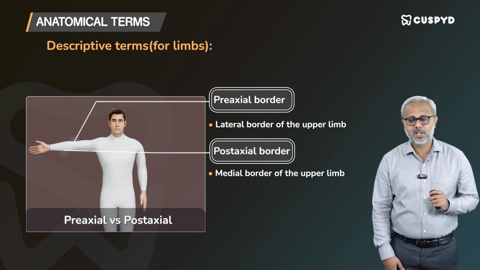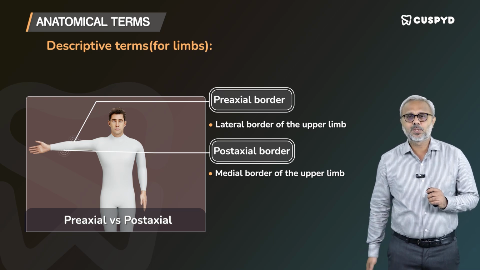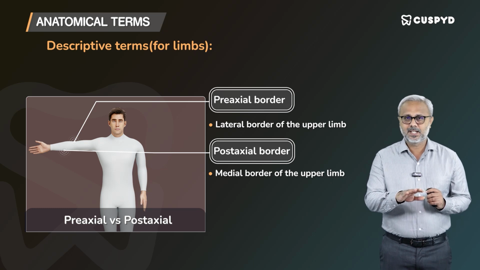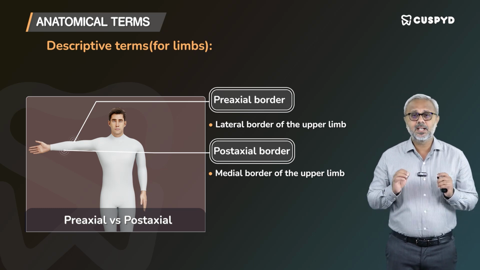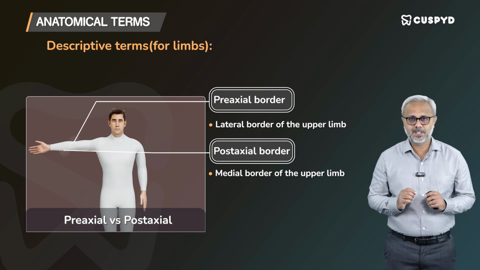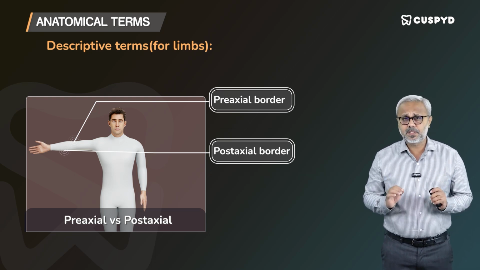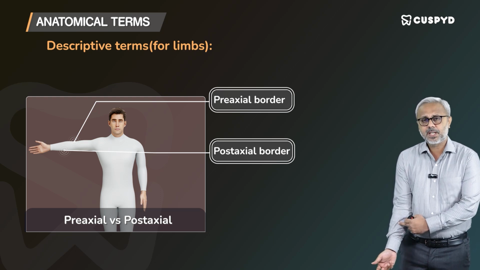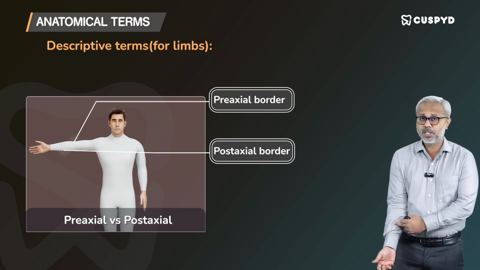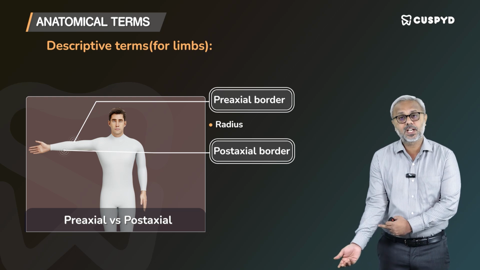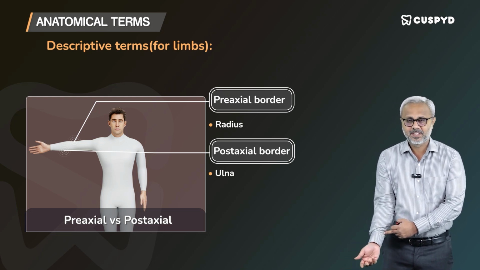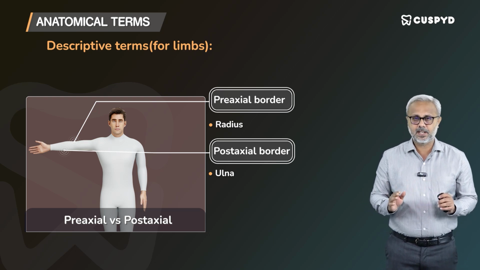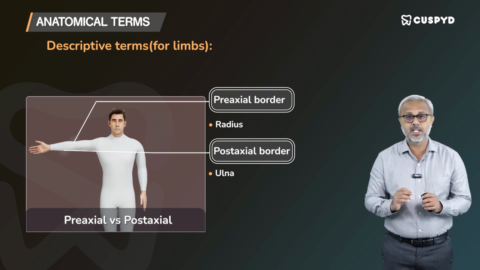So the preaxial border is found on the medial side and the postaxial border on the lateral side. Again, this is because of the rotation of the limb. Done? So this is what we mean by preaxial and postaxial borders. These terms are specifically used for the limbs. Now if I ask you, which is the preaxial bone of the forearm? What will be your answer? Radius. Postaxial bone is the ulna, right? This is what we mean by preaxial and postaxial. Done. This is regarding description with respect to limbs.